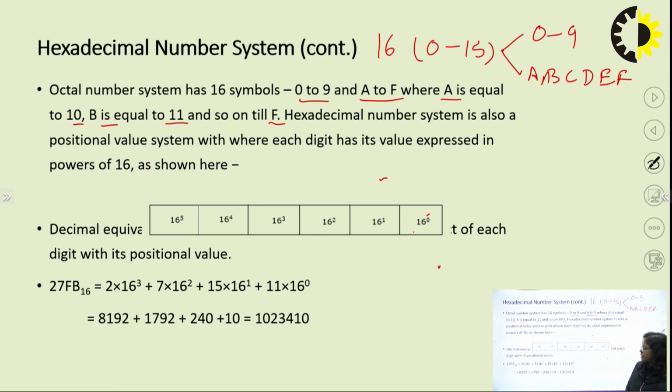And we can easily convert any hexadecimal number to its decimal equivalent by again using the weighted sum. For example, the given number is 27FB.